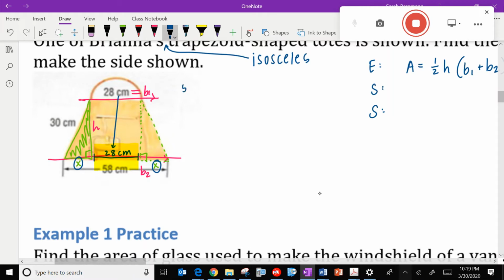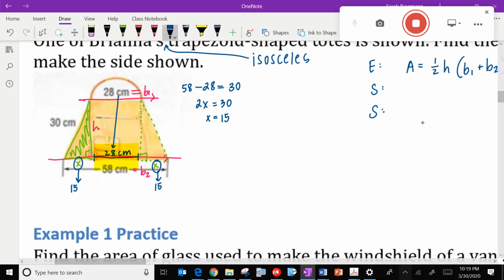So let's take 58 centimeters minus 28 centimeters to figure out what's left for x. That gives us 30 left over for our x's. So if 30 is left over for two x's, that means 2x equals 30. If we solve that, we will divide by 2 on both sides. So that means each x would be 15. Let's double check. 15 plus 28 plus 15. Sure enough, that adds up to the entire segment, the bottom 58.